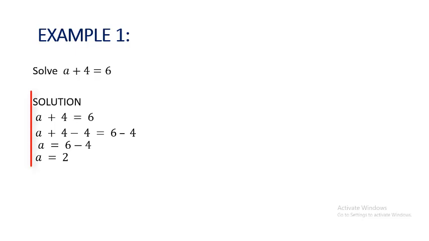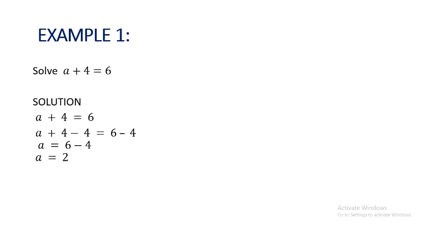Now let us focus on the solution. So a plus 4 is equal to 6. That is the equation being given in the question. So our work is to find the value of a. So the next step, you are going to use inverse operation when moving numbers from one side to the other. So here we have plus 4. Remember, the inverse operation of plus is minus. That means we are going to subtract 4 from both sides. Why subtract 4 from both sides? It is for us to keep the equation balanced.